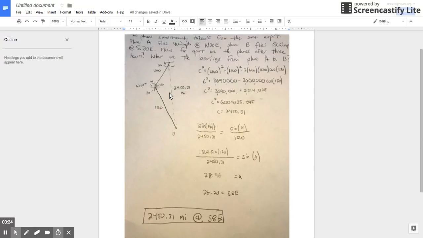So the first thing we want to do is draw a picture. We got the airport here. This is where they both took off from. This is where plane A is after the 3 hours. This is where plane B is.